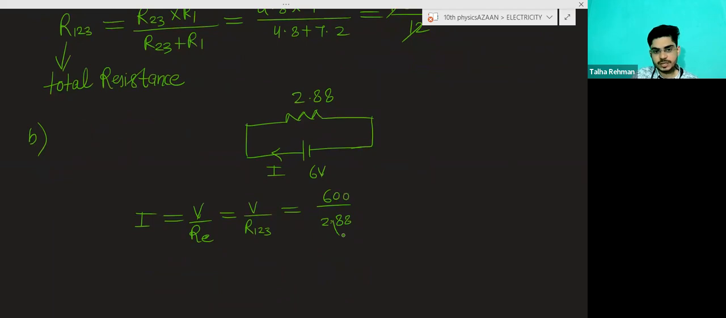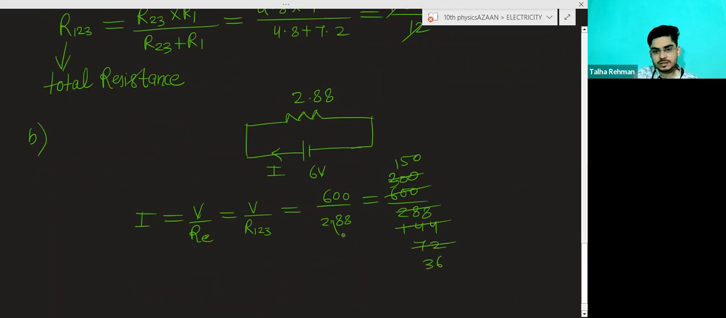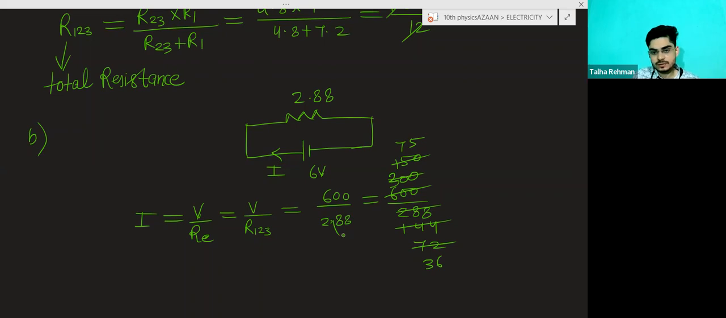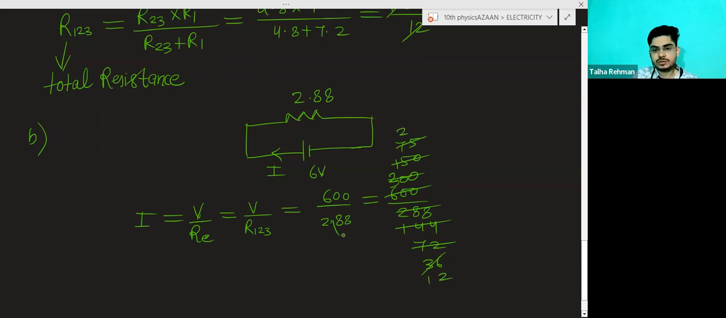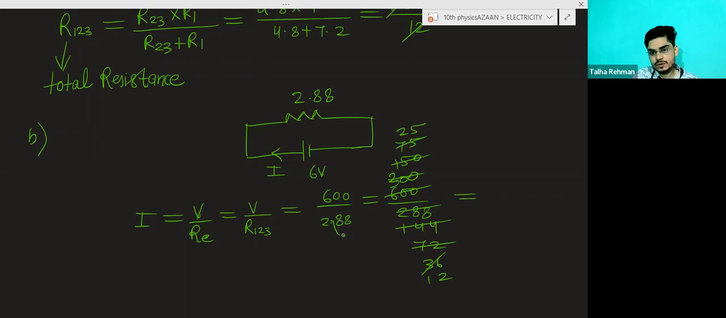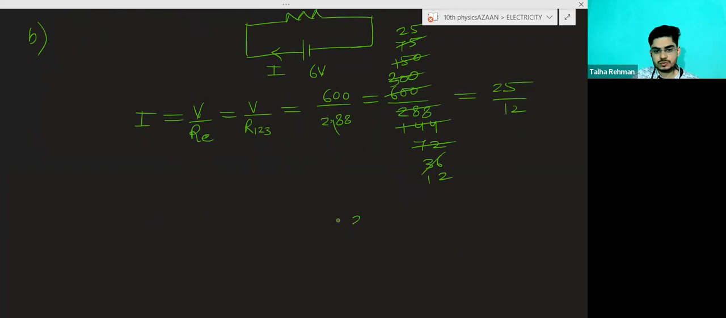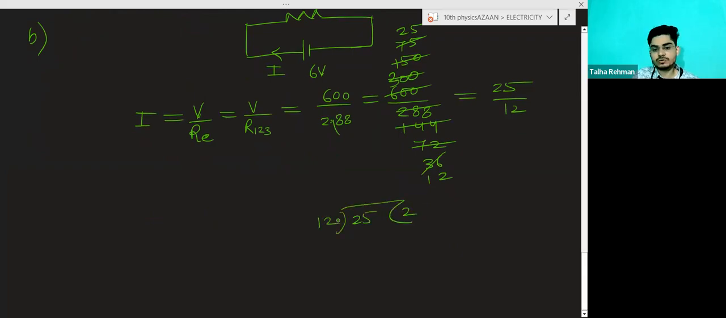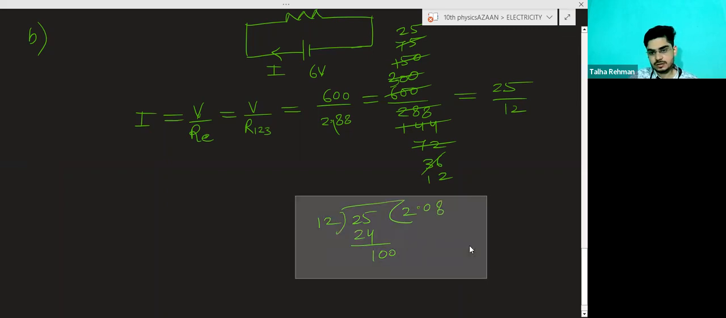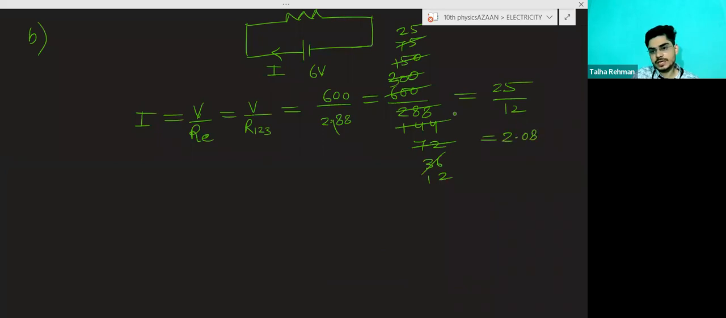When you remove the point, you will get 600 divided by 288. Cancel with 2, it will be 300 over 144. Again cancel, 150 over 72. Again cancel, 75 over 36. Now again with 3 you can cancel. 3 ones are 3, 3 twos are 6, 3 fives are 15. So you will have 25 by 12. 12 twos are 24, so it will be 2.08. So the current will be 2.08 amperes.